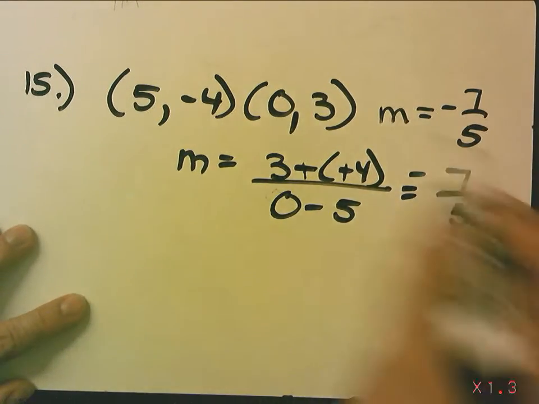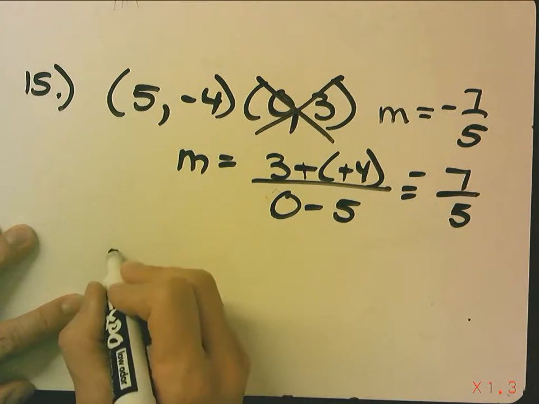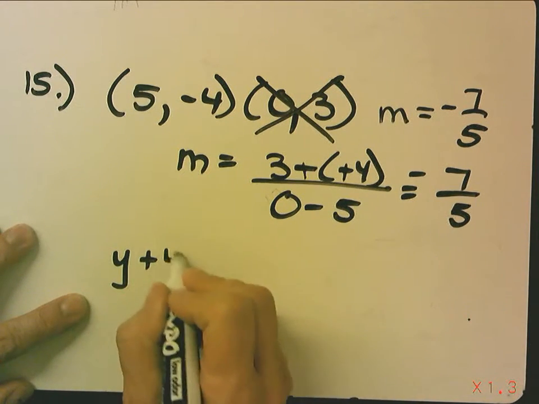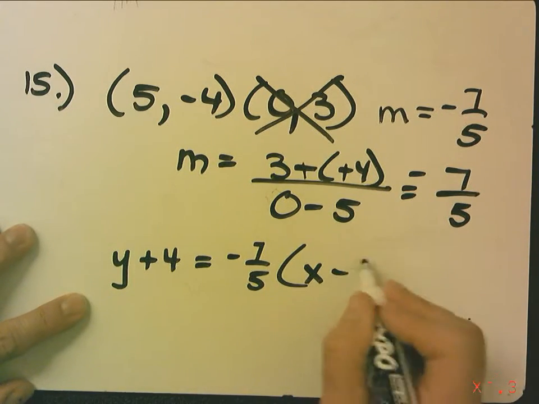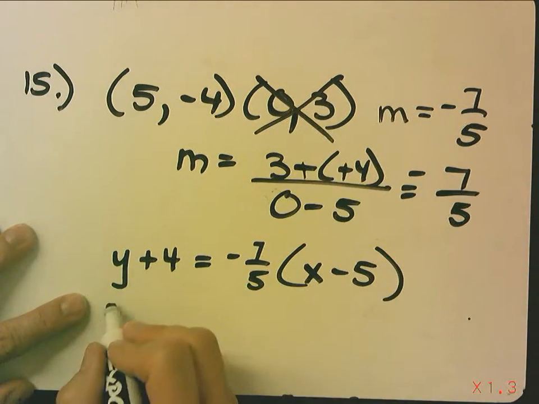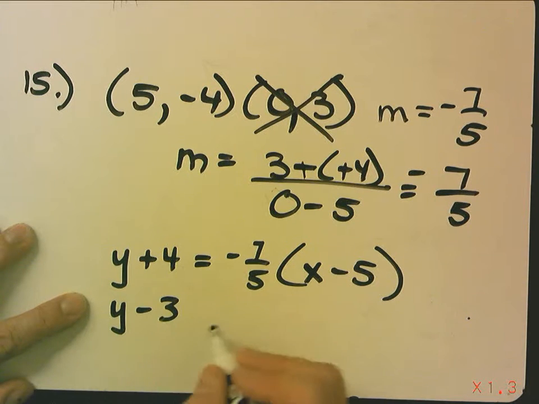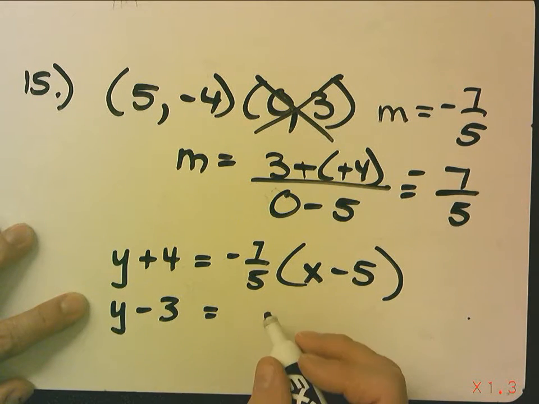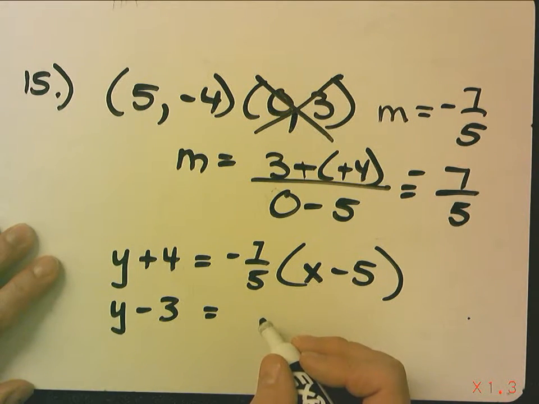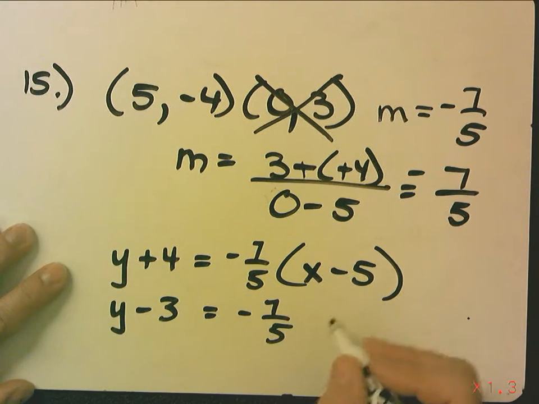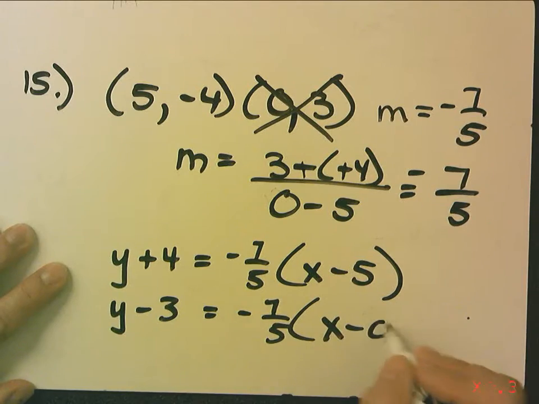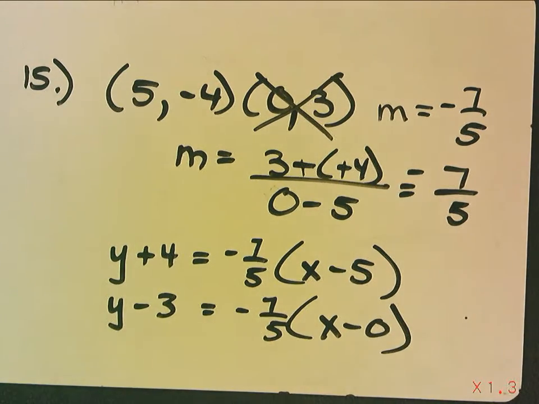And now I pick a point. So I'm going to pick this point. And I write y plus 4 equals negative 7/5 times x minus 5. Now if I had picked the other point, I'd say y minus 3 equals negative 7/5 times x minus 0. Okay? So that's it for page 9 and 10.